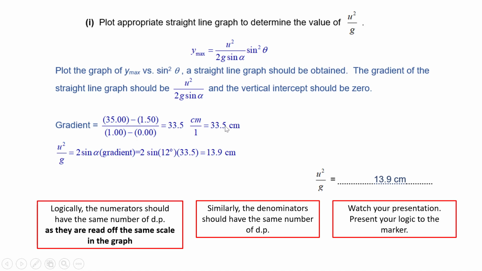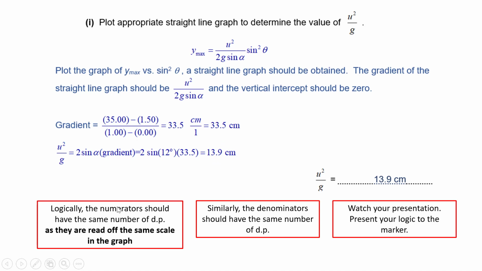Now you notice that I've put in units here for my gradient. There are no units for gradient mathematically. However, because my gradient has a physical significance, and I'm going to use my gradient later to compute u squared over g, and I didn't work in SI units, for good habits, usually if I'm not working in SI units, I will put in the unit for the gradient. So this is a y max value, so the unit is cm, and this is a sine squared theta value, so there are no units for this. So my gradient has a unit of cm, and this will help me later when I'm computing u squared over g to find the units for u squared over g.